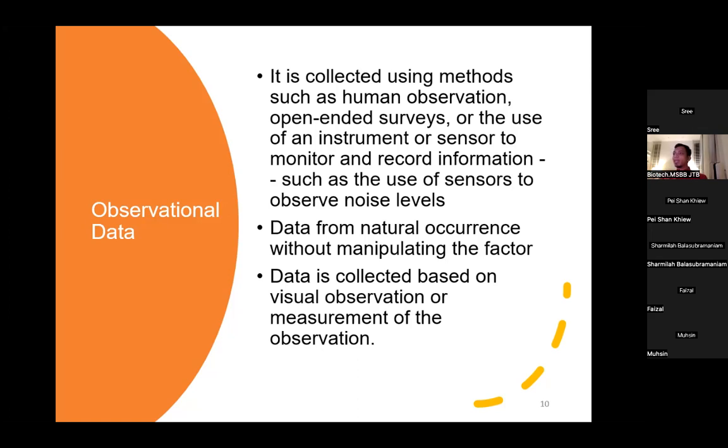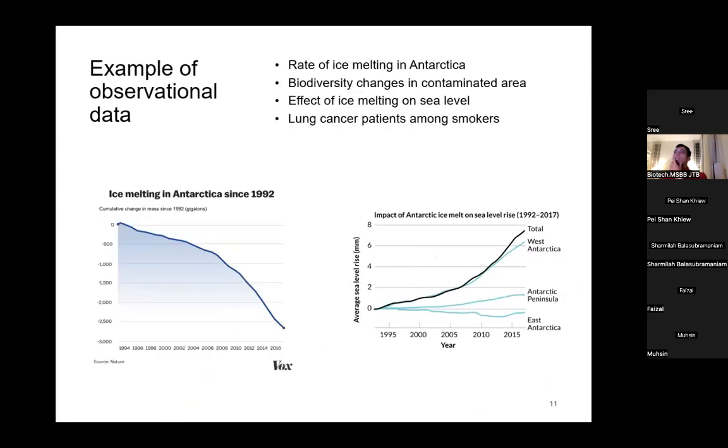So data is collected based on visual observation or measurement of the observation. Okay, so if there is the sound, you have the sounds that you measure. For example, in different areas, you want to measure the intensity of the sounds for different areas, whether they have different sound intensity or not. So that can be from the observational. So these are examples of results from observation data.